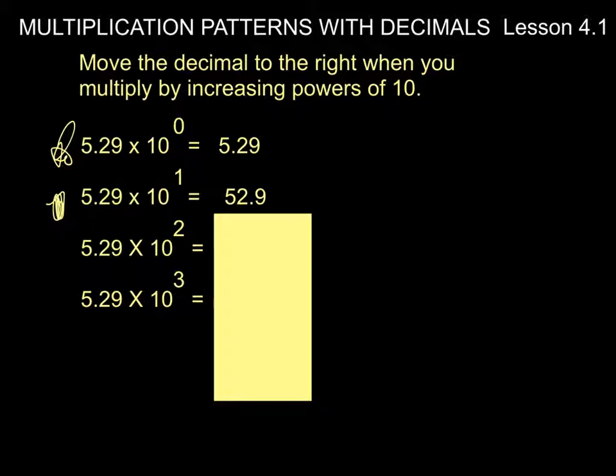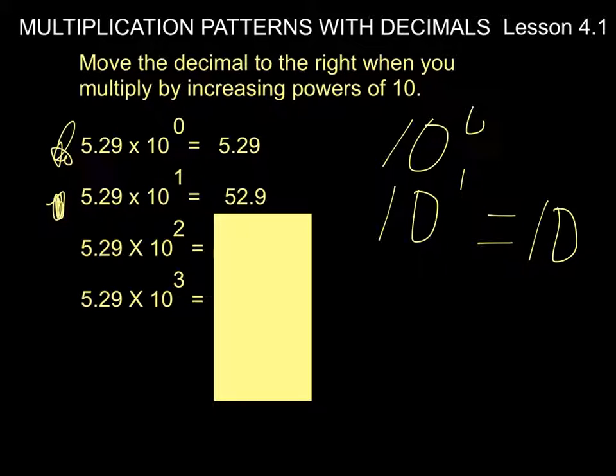The basis behind that is if 10 to the first power is equal to 10, 10 has 1 zero in it. 10 to the 0 power is 1 because the 10 has no zeros in it.